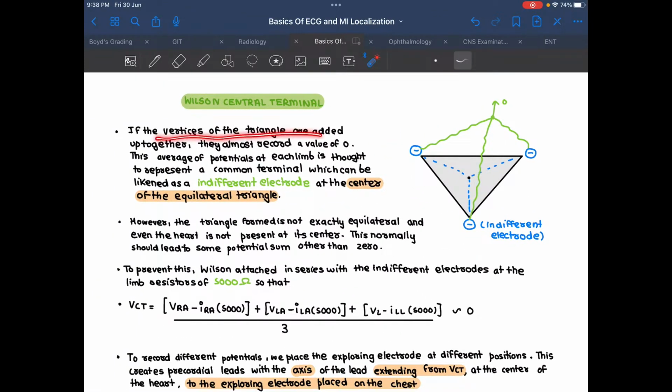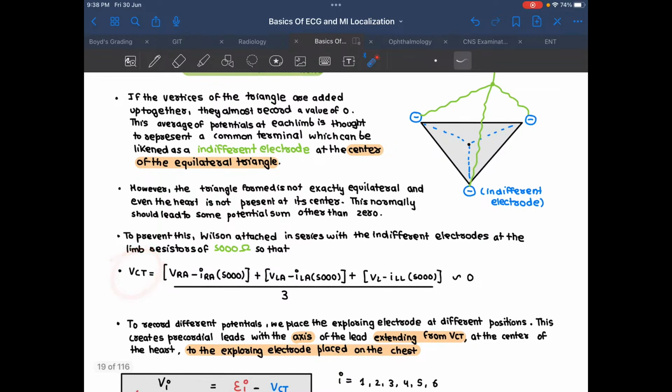If the vertices of the triangle are added up together, they almost record a value of your 0. This average of potential at each limb is thought to represent a common terminal, which can be thought of as an indifferent electrode. So this is the thing. The VCT, ये मेरा voltage drop है, and this is VRA minus IRA into 5000. So इसने जो resistance use किया था Wilson ने, that was 5000 ohm. इतना ज़्यादा उसने resistance use किया so that this IR is going to overshadow your VRA, और इन तीनों का sum, ठीक है, और algebraic sum is going to be 0.